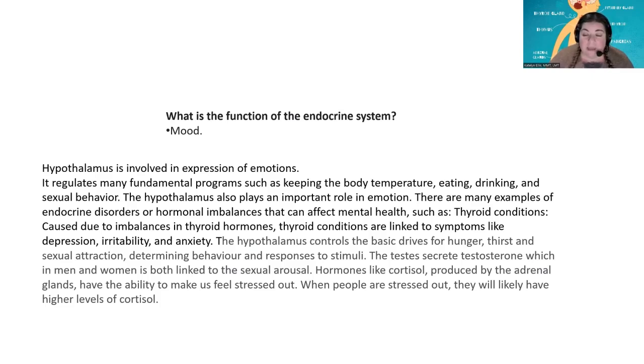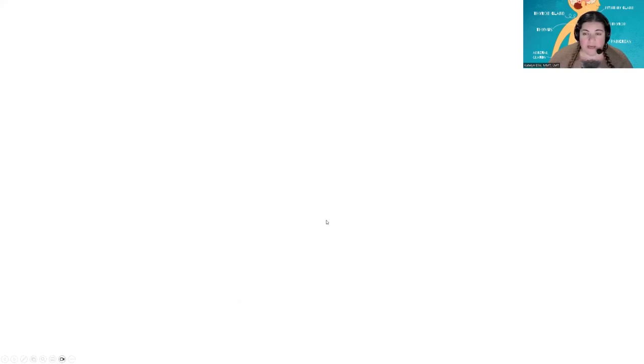So, this determines not only your behavior with reproduction, but also who you're attracted to and how you respond to various stimuli. The testes secrete testosterone, which in men and women is linked to sexual arousal, but also aggression. Hormones like cortisol produced by the adrenal glands, those are above the kidneys, have the ability to make us feel stressed out. When people are stressed out, they will likely have higher levels of cortisol in their body.